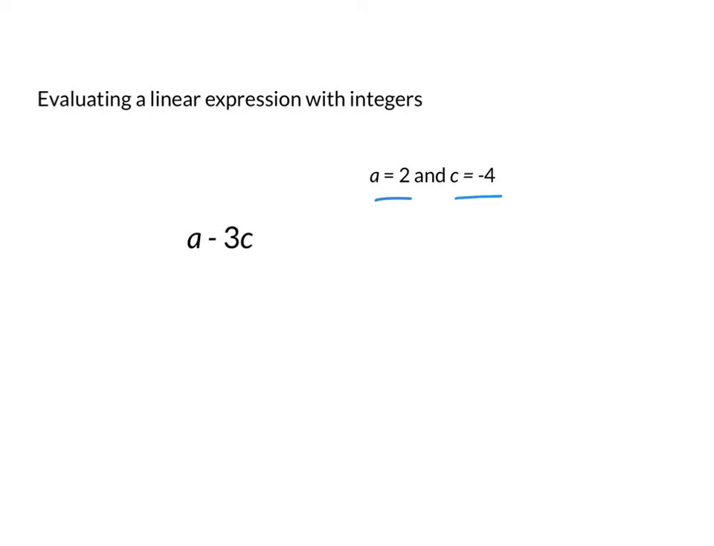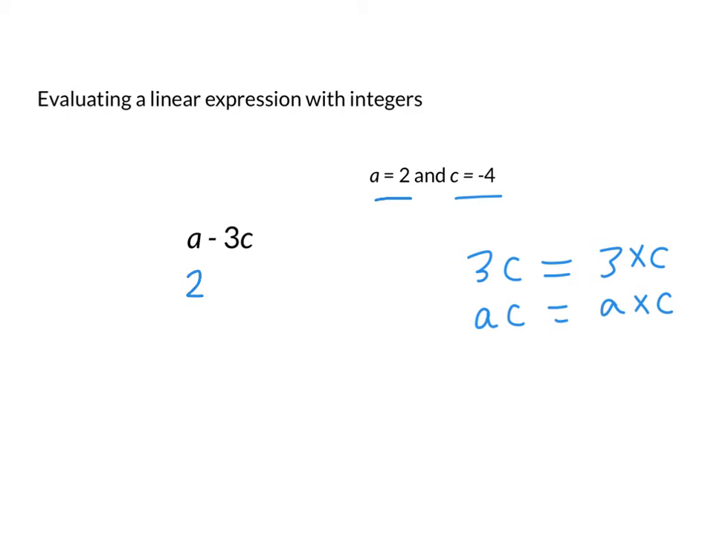of a minus 3c. So it's important to note that 3c is the same as saying 3 times c. When you have a number next to a variable, it means multiplication. Or if you had two variables next to each other, like let's say we had ac, that would be equal to a times c. So knowing that information, we can substitute in the variables that they gave us.